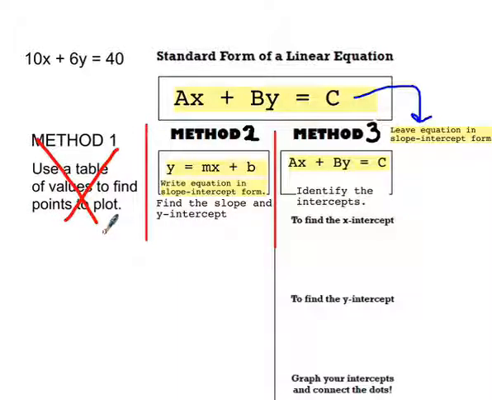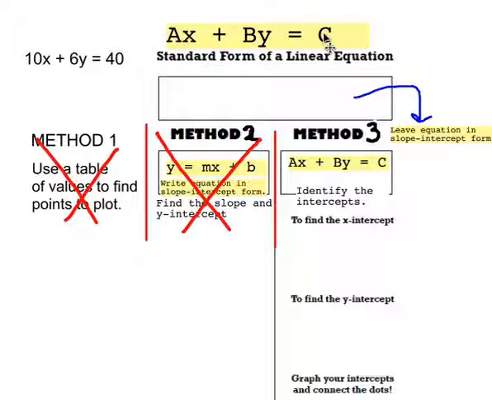The second way we did the graphing would be to solve the equation for y, and then you use the slope and the y-intercept. So we've done that. The third way we're going to use is leaving the equation in standard form, especially if it's written that way. So I'm going to move it. It is. So this is what we're working with. And you're going to just identify the x and the y-intercepts. Don't change it out of here.